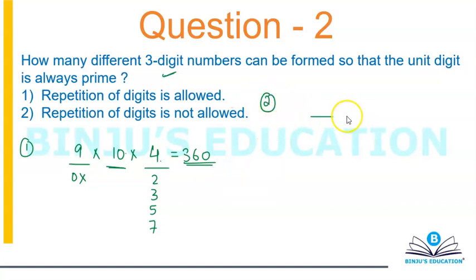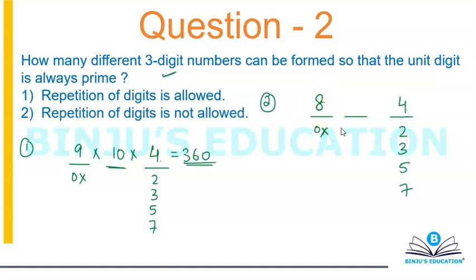The second one says that the repetition is not allowed. You will again have 4 possibilities for the last position. Now repetition is not allowed, that means the number used at the last position is not allowed to be used again, and 0 cannot come at the first position. One of the numbers used at the last is again not allowed, which gives you 8 options.